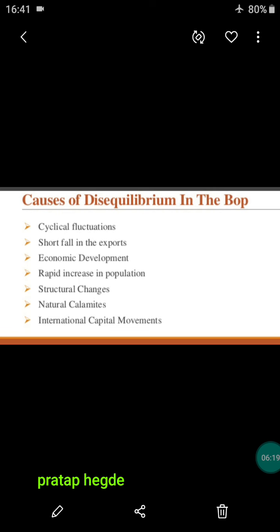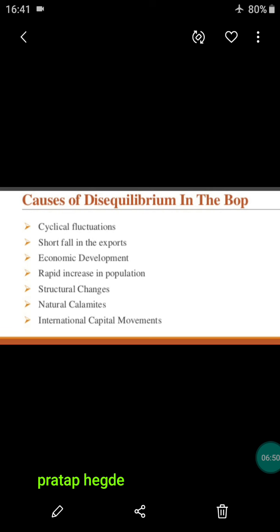The next cause is the stage of economic development. As I told earlier, whenever a country passes through the stage of development or progress, it tends to import more commodities, like more machinery and more technology. So in that phase, the country's balance of payment will be unfavorable for the economy. The country will be importing more and exporting very few commodities.